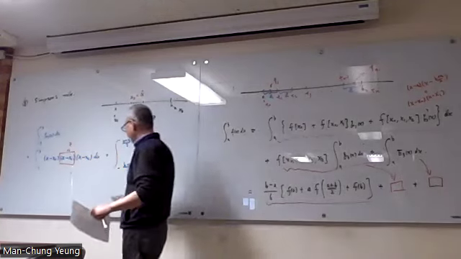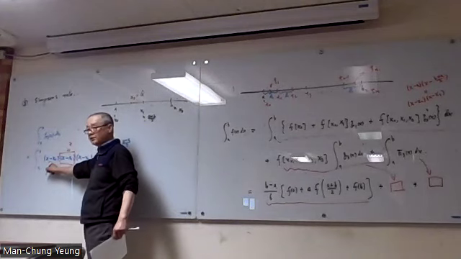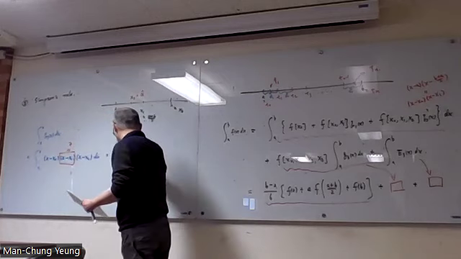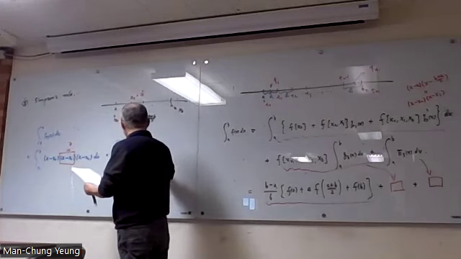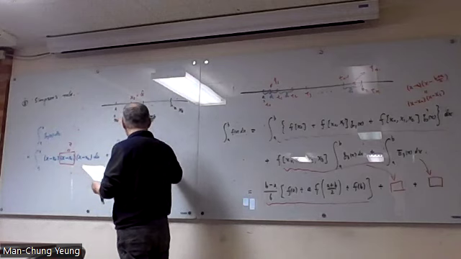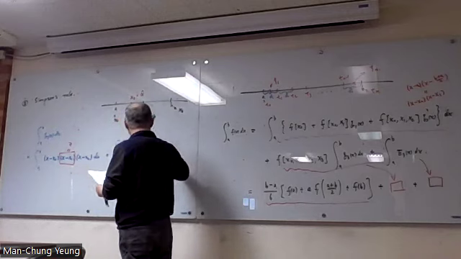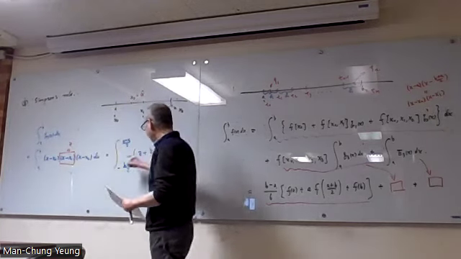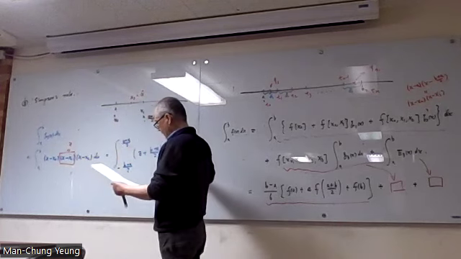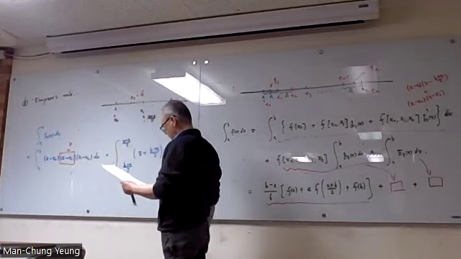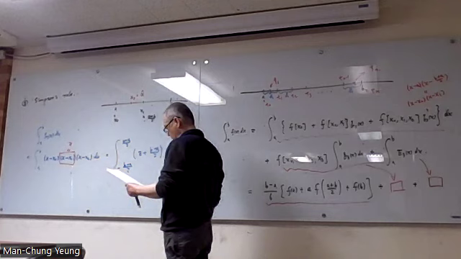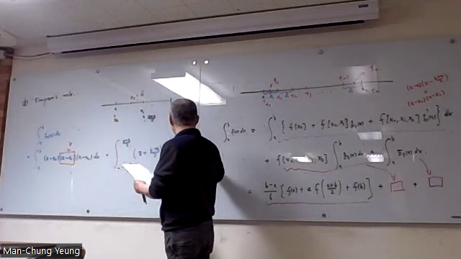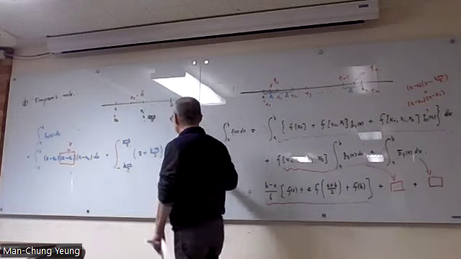Then change the variable. x0 is a, so x minus x0 is c plus b minus a over 2. And then x minus x1 is c. And then here, x minus x2 is c minus b minus a over 2. Then dc.